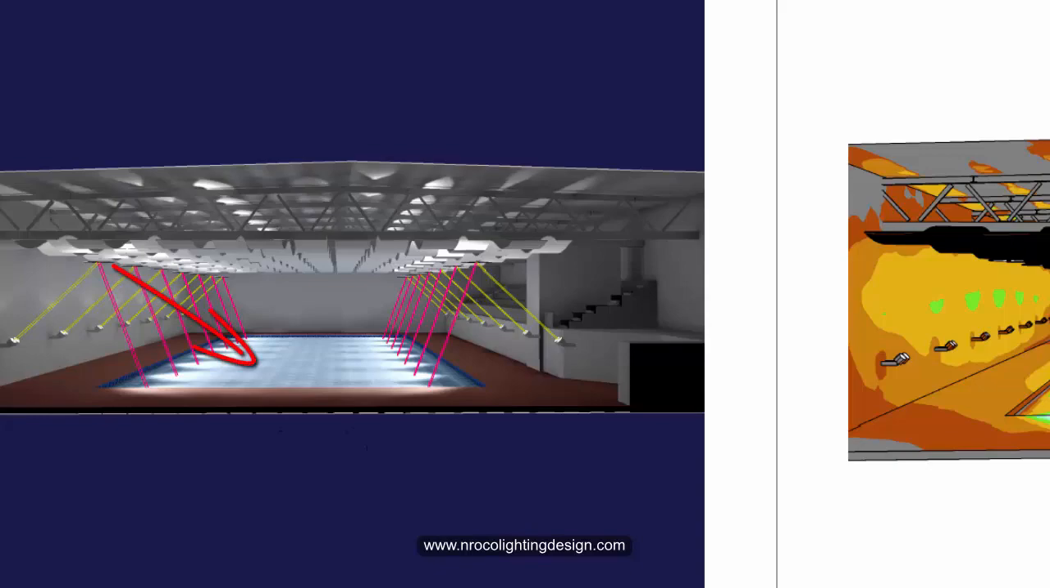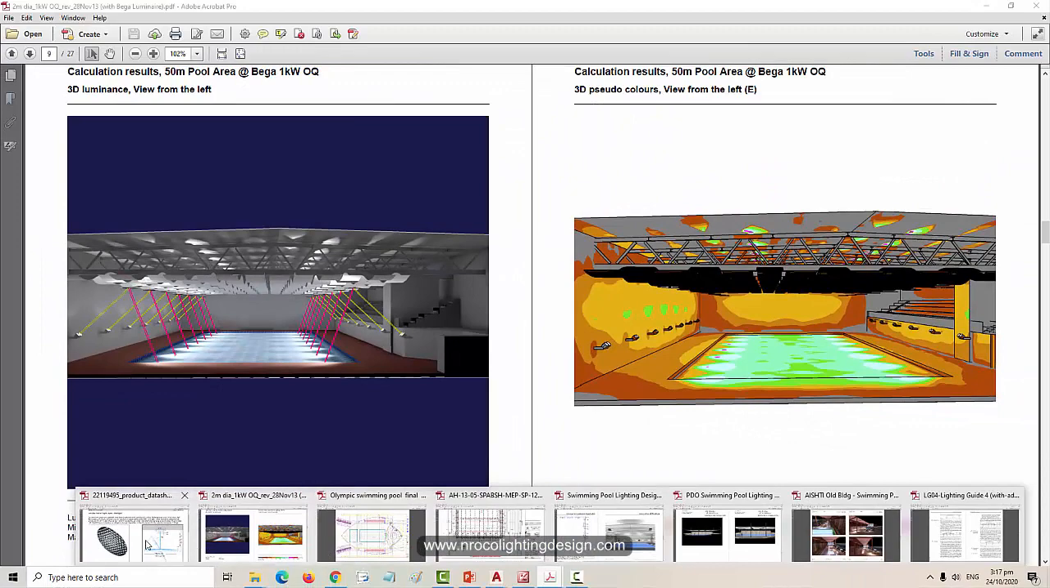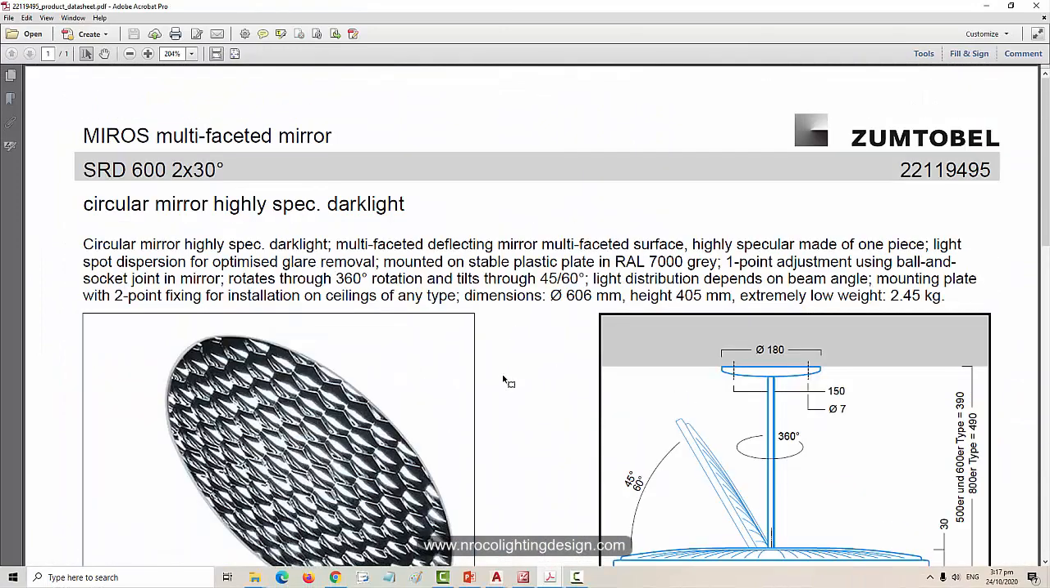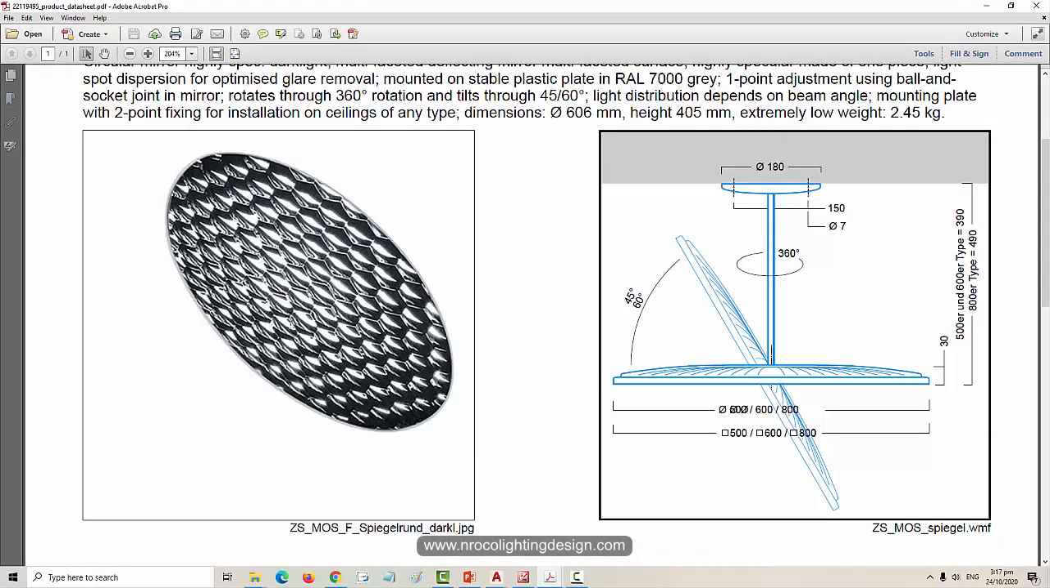And that product is called, I'm not promoting it, I'm just showing you the options. So this is the mirror light from Zoomtubal. So you can bounce the light and point those mirrors to the water. So it's a less glare effect rather than directly pointing the floodlight on the water.